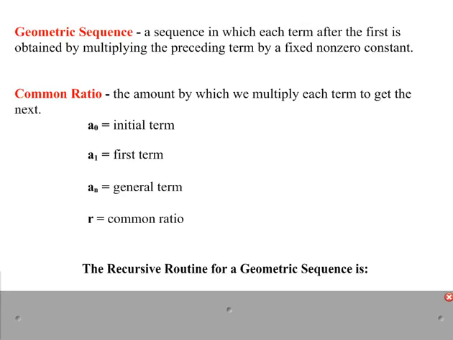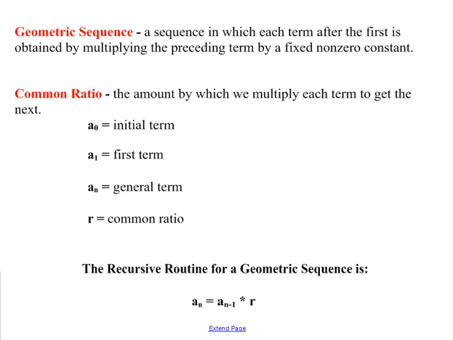The recursive routine for a geometric sequence is a sub n equals a sub n minus 1 times r. You remember, same as with arithmetic sequences, that the recursive routine simply describes what a geometric sequence is. It says that if you're going to find a term of a geometric sequence, you take the term before it, that's why it's n minus 1, and you multiply by the common ratio.